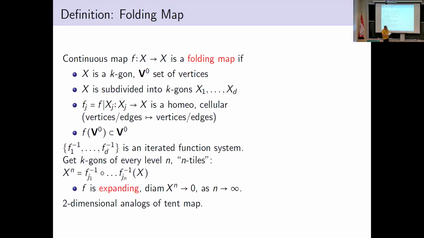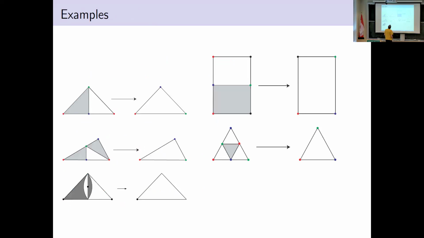And now if I pull things back, each square is subdivided into 4 squares and so on. So I get tiles of level n. And I want the map to be expanding, meaning that the tile sizes shrink to 0. The way I think about it is this is like a 2-dimensional analog of a tent map. Each one is mapped to the whole thing, and you fold, orientation preserving, orientation reversing, and so on. Okay, here are just some examples.